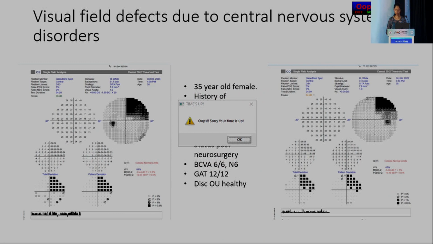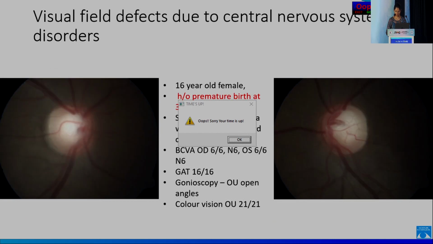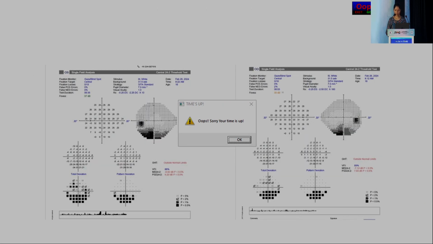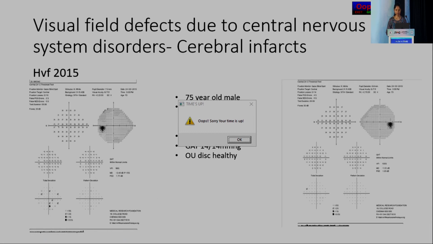So there are other causes that can cause field defects similar to glaucoma, and this is a pie in the sky appearance in a patient with tuberculoma. This is a 16-year-old female with both eye discs showing pallor and symmetrical defects in the inferior hemifield in both eyes. MRI brain showed periventricular leukomalacia, so the defects are suggestive of hypoxic ischemic encephalopathy.